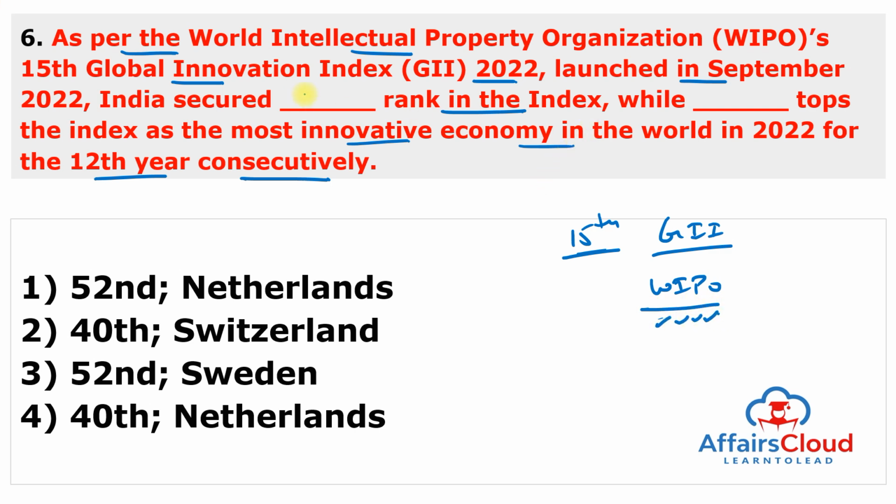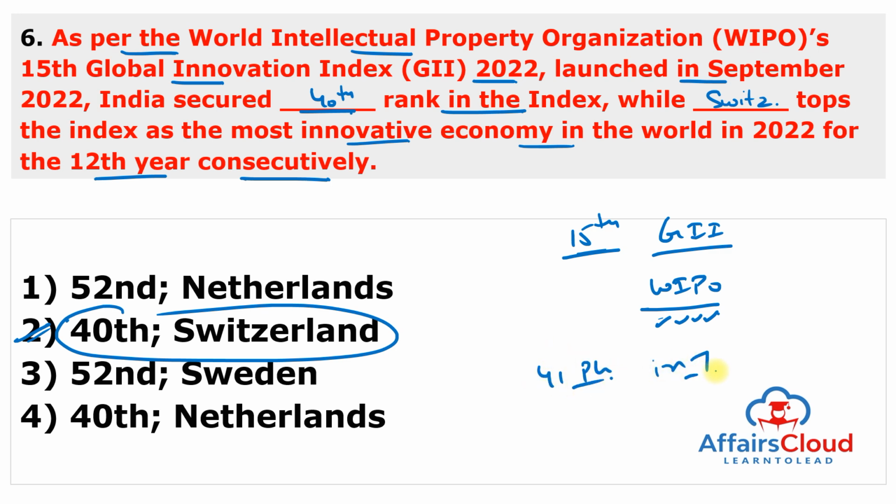Now, India's rank is 40th rank. India secured 40th rank and the top country is Switzerland. So, answer of this question is second. So, remember the 15th Global Innovation Index 2022 which is released by World Intellectual Property Organization was launched in which India ranked 40th position and it is a huge leap of 41 places in 7 years as India was 81st position in the year of 2015.